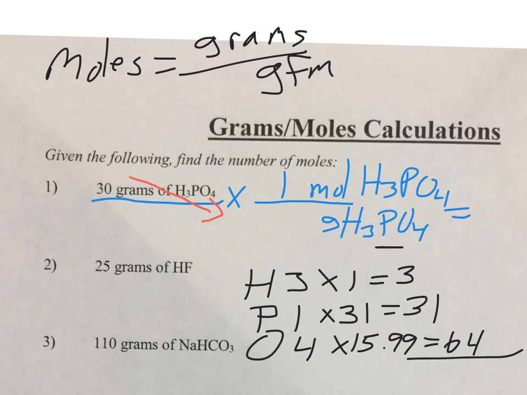3 plus 31 plus your 64. How much is that? 108? 98? Guys, double check. Clear the calculator and double check. Okay, 98. So my total molar mass is 98 grams of H3PO4. Okay, are we all good?